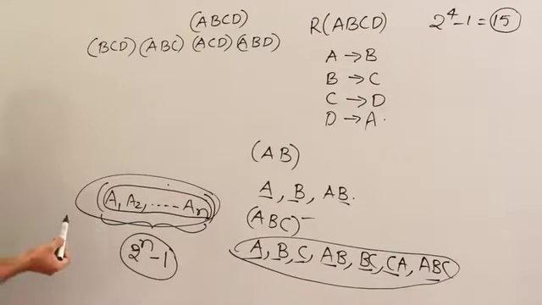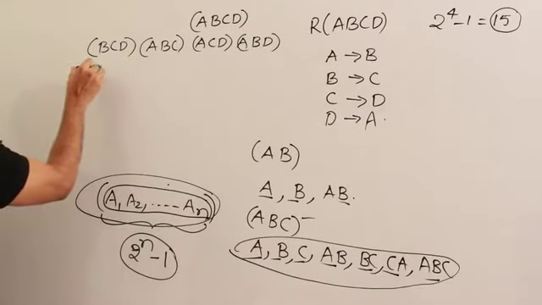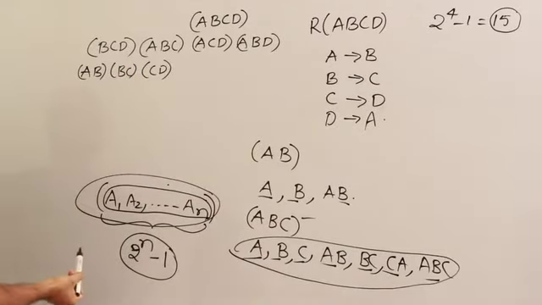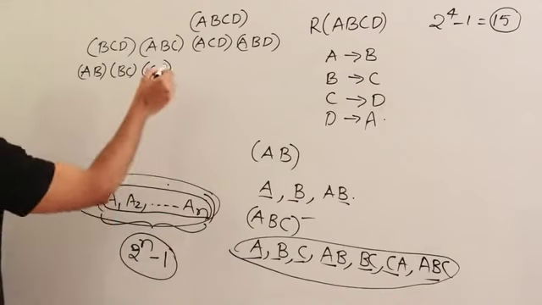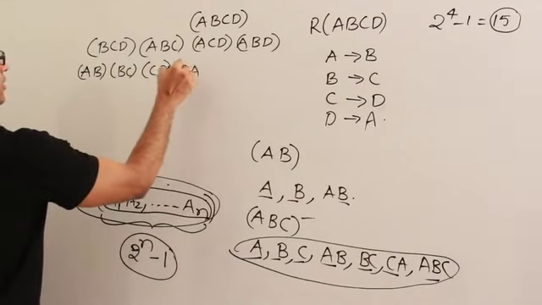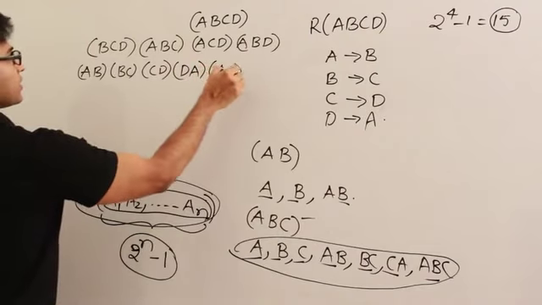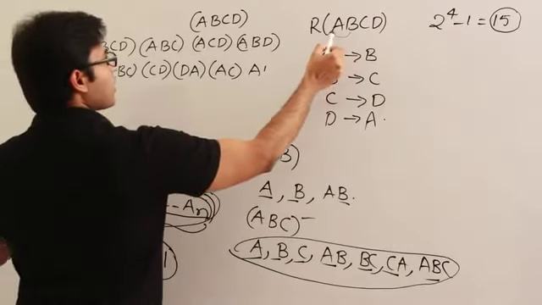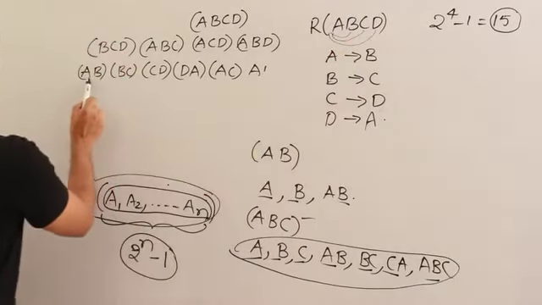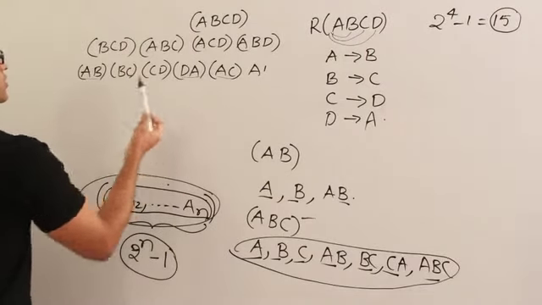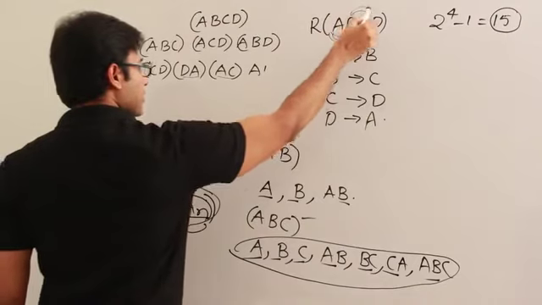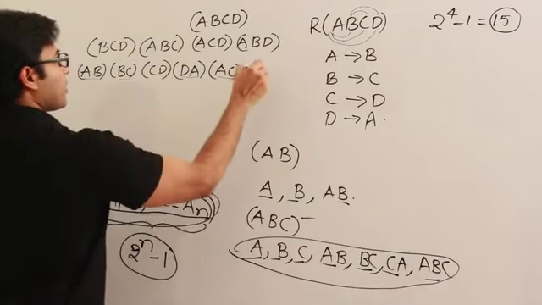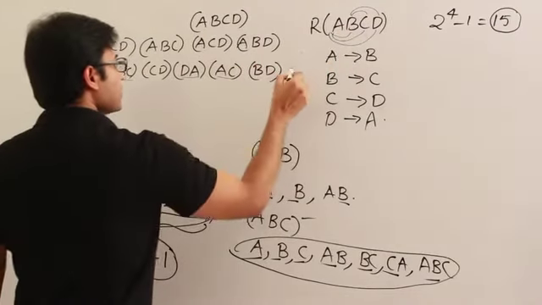Now I want to see the possible candidate keys of length 2: AB, BC, CD, and DA, and AC, AD. AB is over, AC is over, AD is over, and then BC, BD. BC is over, BD is not over yet, BD, and then CD.